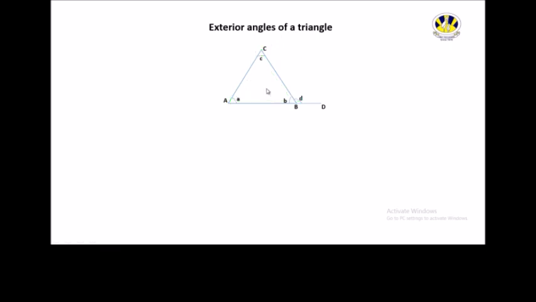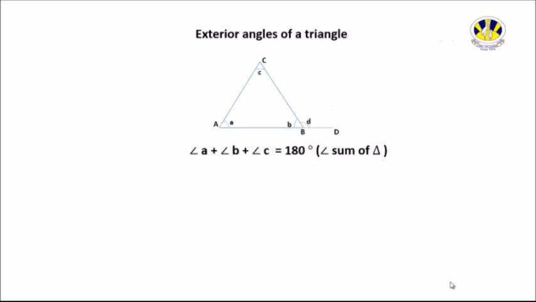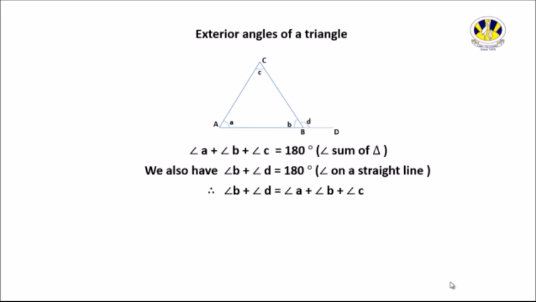When we consider triangle ABC, we know that the angles A, B and C add up to 180 degrees based on the angle sum of triangles. We also know that angles B and D add up to 180 degrees based on angles on a straight line. Since both are equal to 180 degrees, we can write angle B plus D is equal to angle A plus B plus C. When we subtract angle B from both sides, we end up with angle D equal to angle A plus C.